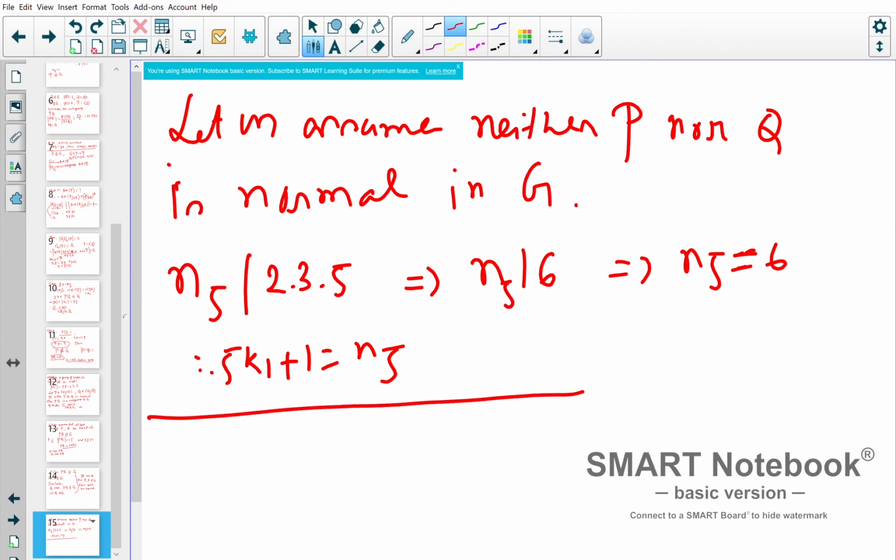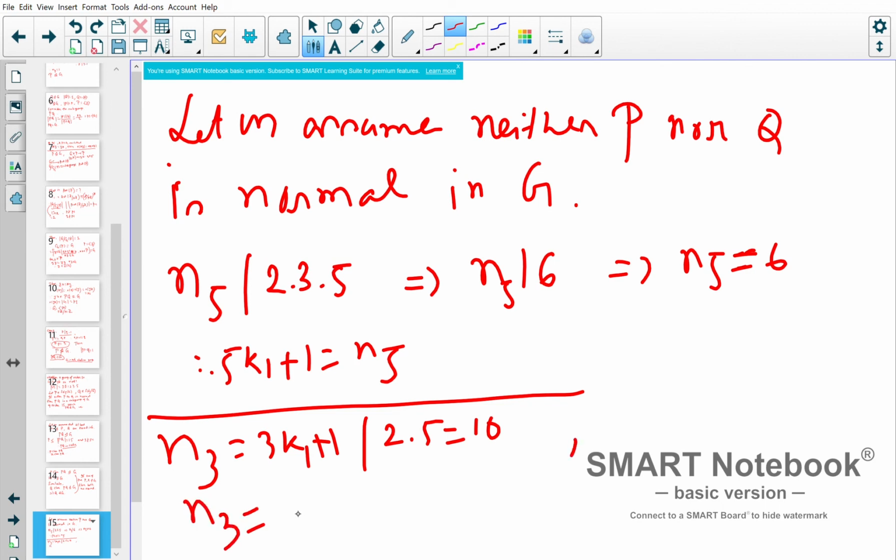Similarly, what about N3? N3 is of the form 3k2 plus 1, and that should divide 2 into 5, which is nothing but 10, right? Obviously you check what the options are. N3 cannot be 1, because if N3 equals 1 then Q would be normal, but I assumed that it is not normal, right?